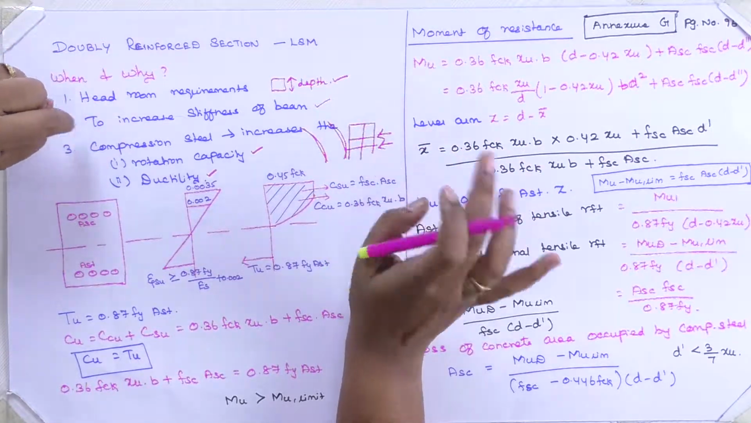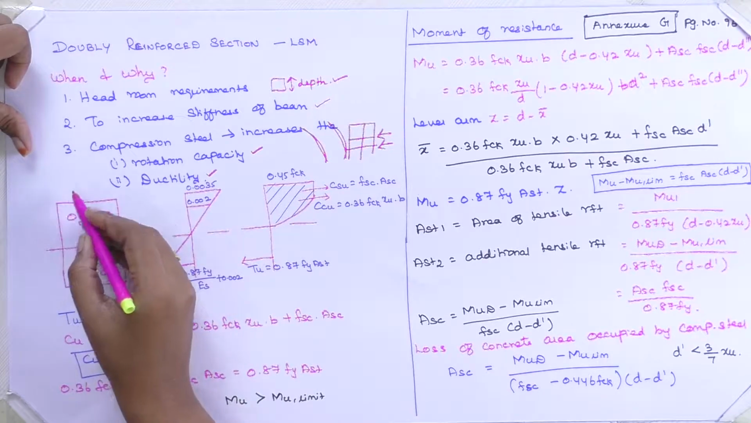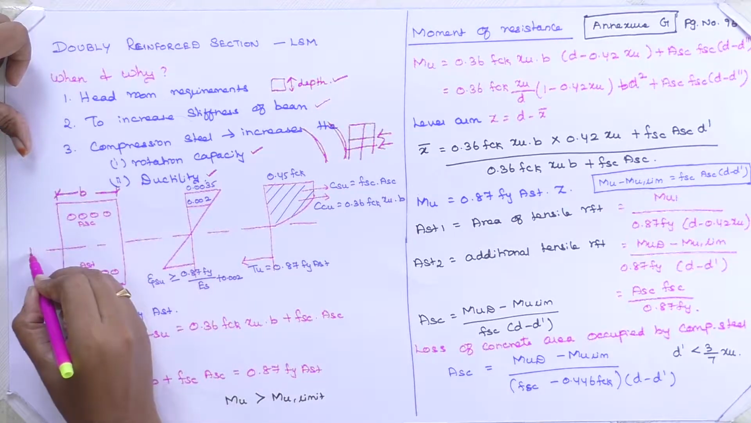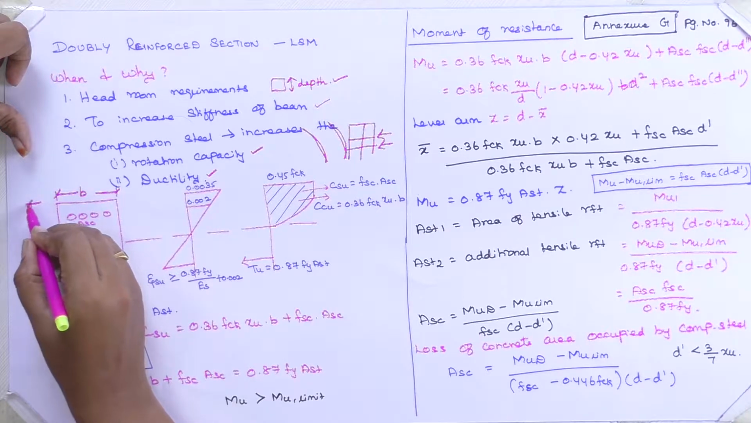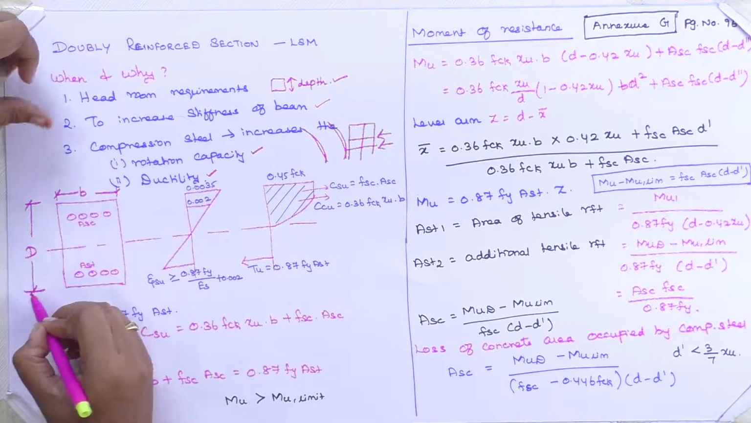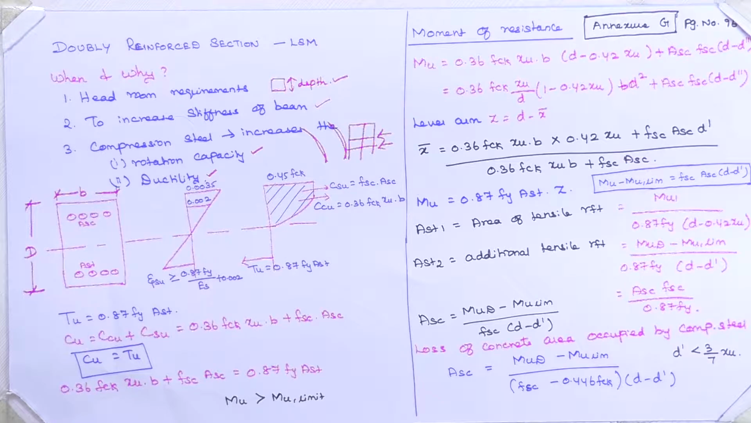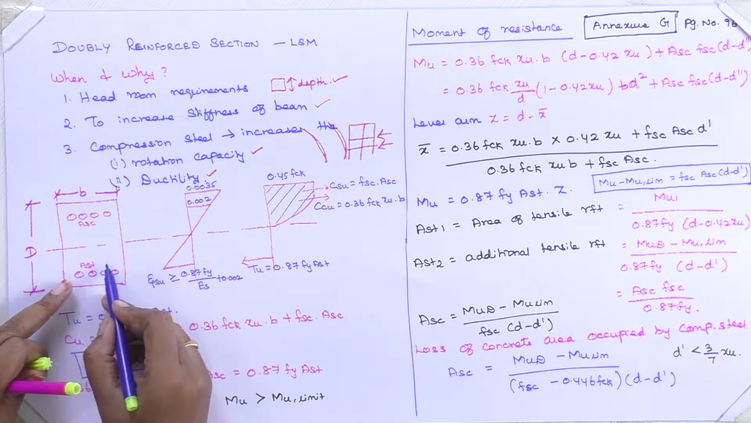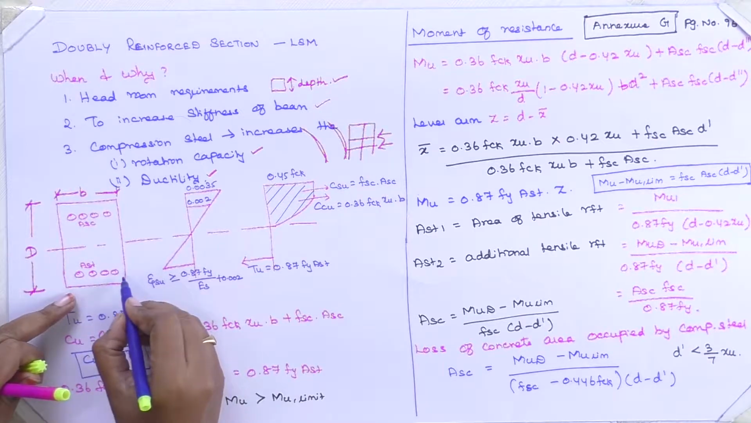Okay, let me go for the analysis part. For example, this is the beam of breadth B and depth capital D. Okay, here we all know Ast is the area of steel in your tension reinforcement.